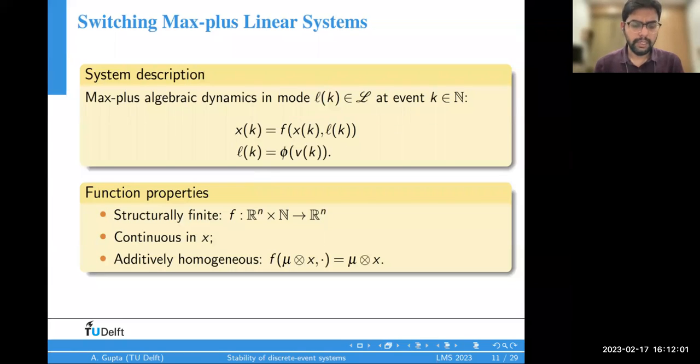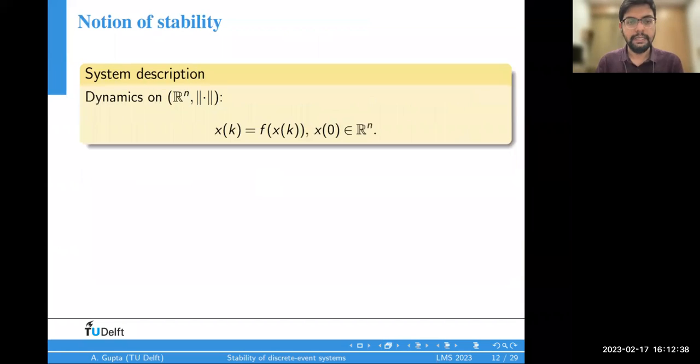The second one is continuity, that is mainly for regularity purposes. And the last one is additive homogeneity. Physically speaking, this means that if I have a printer, let's say, that I describe using a max plus linear or switching max plus linear system, and I operate it today, and it behaves in a certain way, and I operate it tomorrow, after, let's say, mu amount of time, it will behave similarly. It will only translate, the dynamics will just translate in time. So that is the idea of additive homogeneity.